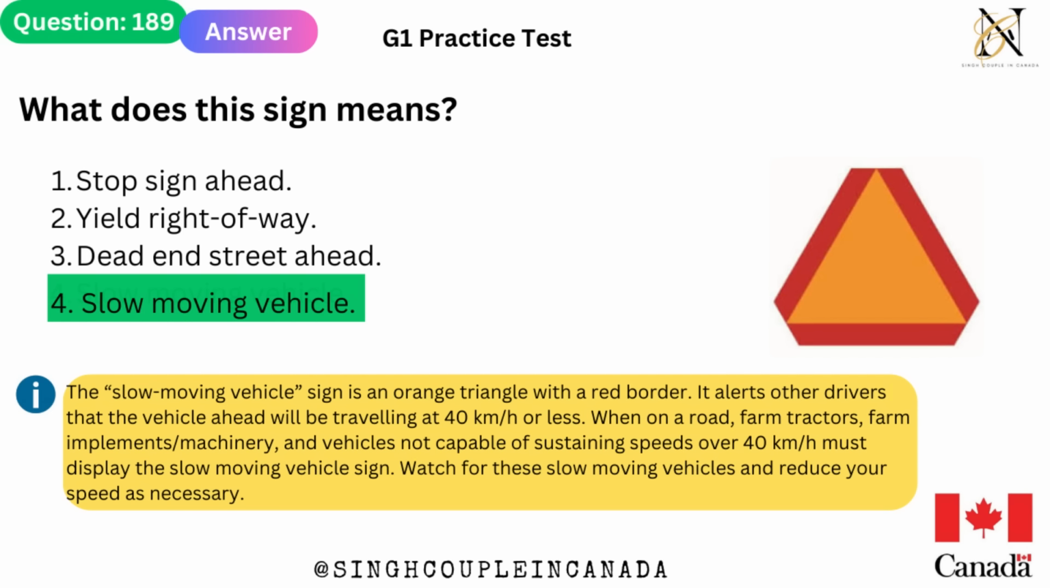The slow-moving vehicle sign is an orange triangle with a red border. It alerts other drivers that the vehicle ahead will be traveling at 40 km per hour or less. When on a road, farm tractors, farm implements/machinery, and vehicles not capable of sustaining speeds over 40 km per hour must display the slow-moving vehicle sign. Watch for these slow-moving vehicles and reduce your speed as necessary.